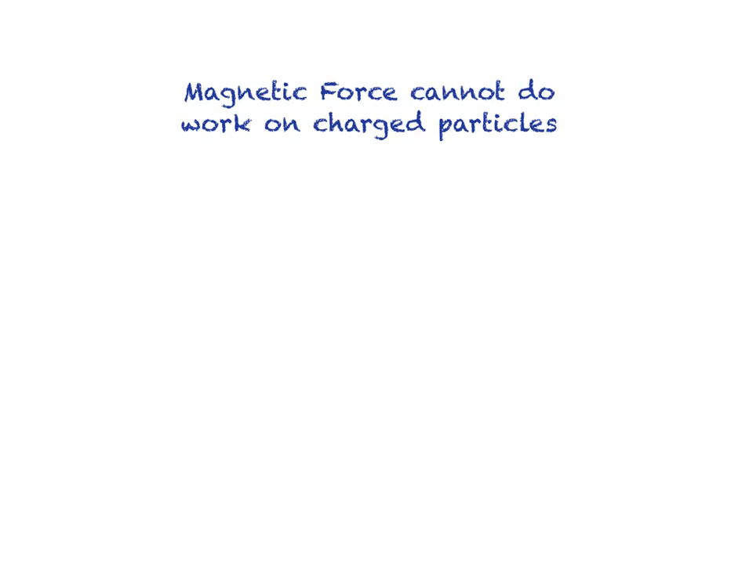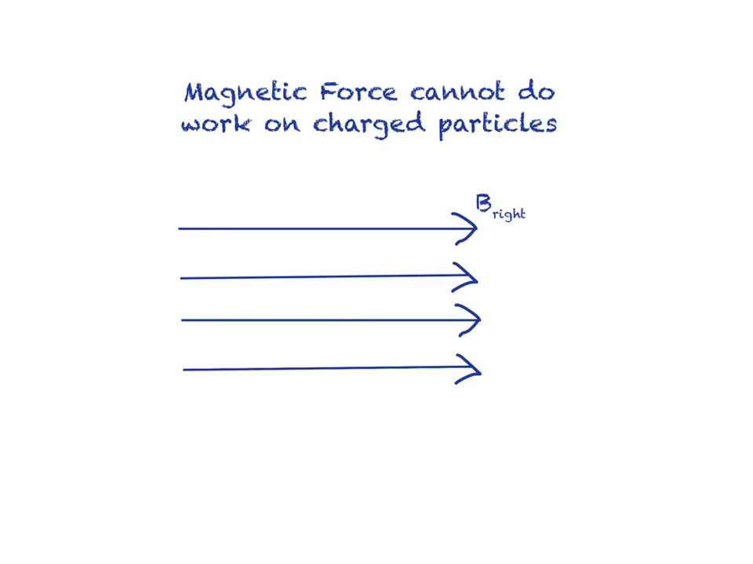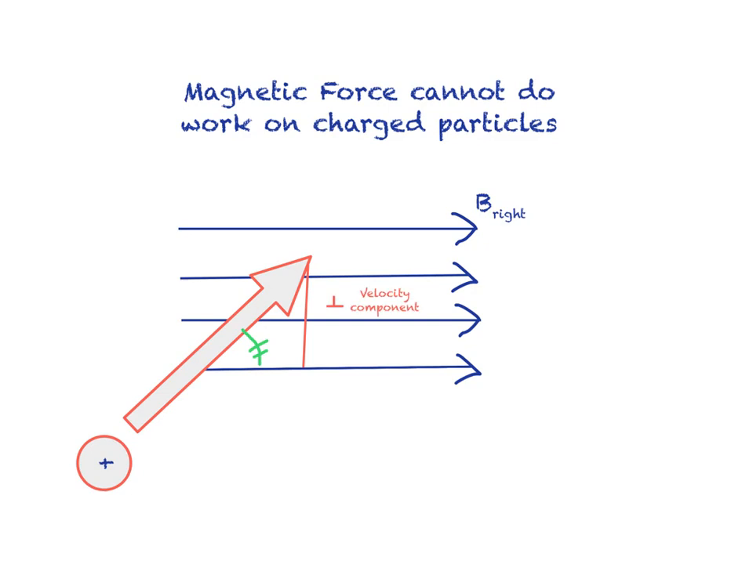Now what I'm going to do here is construct a magnetic field that's pointing to the right, and I'm going to say I launch this particle in at an angle. Let's make it a positive particle this time, so we'll use the right hand. We see that it's launching in at this angle between the velocity vector and the magnetic field vector. And that means that we are only going to consider this velocity component in order to calculate the magnetic force. Only that component is going to contribute to the magnetic force.